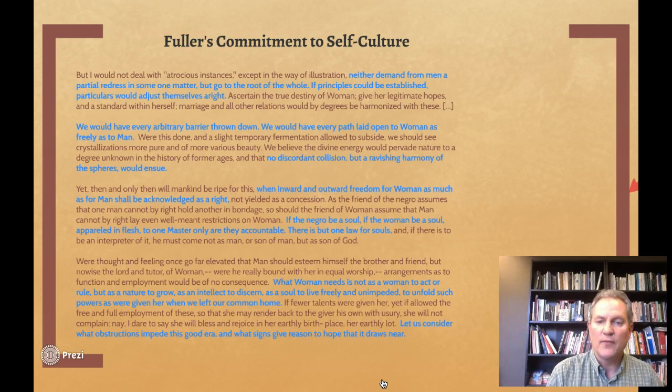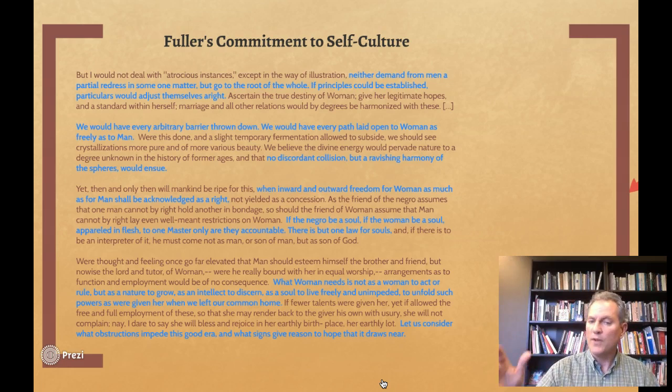Ascertain the true destiny of woman, give her legitimate hopes and a standard within herself. So she's saying women, like all people, like all human beings, are selves, are souls, and what they really need is the opportunities to develop that self. What does this require? Well, for one thing, she says, let's have every arbitrary barrier thrown down, every path laid open to woman. And she says, if we do that, there's not going to be some kind of discordant collision, some kind of disorder in society, but a ravishing harmony of the spheres. Now, that's a kind of funny phrase from Renaissance ideas of how the cosmos was put together, but it's referring to the spheres of society, the domestic feminine sphere and the male public sphere, and we'll hear more about that in relation to Stowe as well.